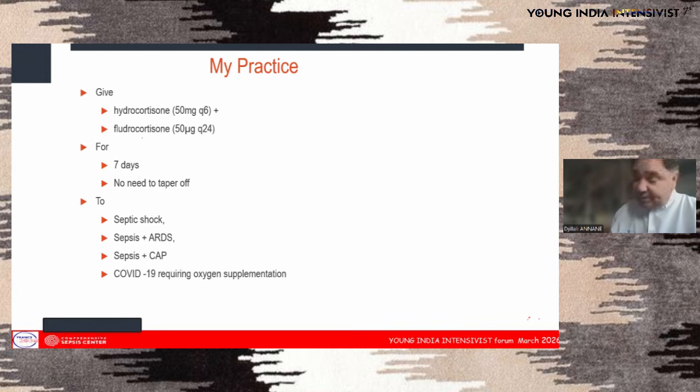So this is my conclusion. And I also would like to mention that we are using the synacthen test not to start the treatment, but to help decide on stopping the treatment prior to 7 days in case a patient is not clinically responding and the patient actually has a normal response to the synacthen test.